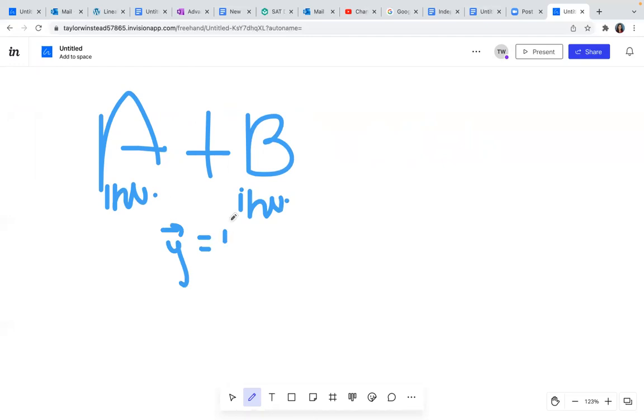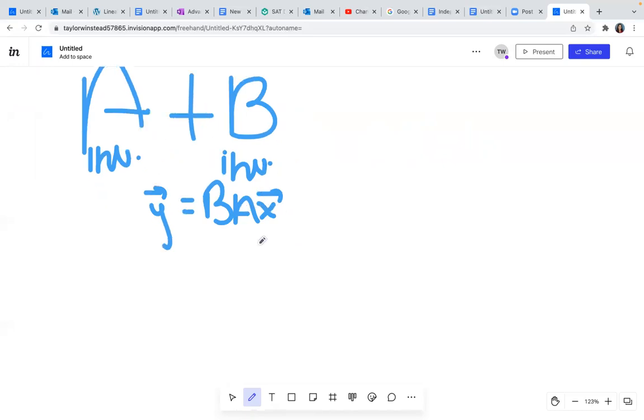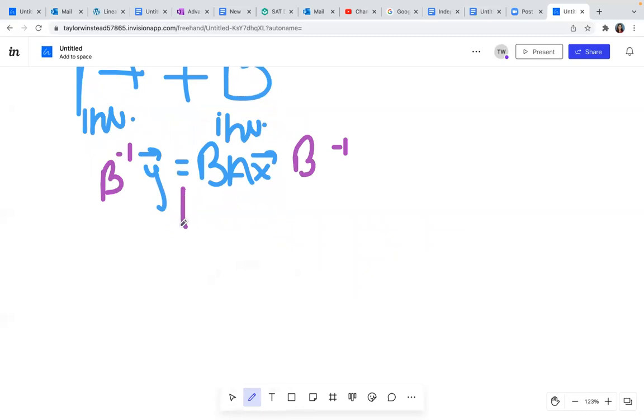Set vector y equal to B times A times x. Here's our equation. So we solve for it in 2 steps. First, multiply both sides by inverse B. So that means you would have inverse B, and you have inverse B. Well, now if we do that, what are we going to end up with? Well, this is going to cancel out and this is going to cancel out. So B inverse y equals A x, or A vector x.